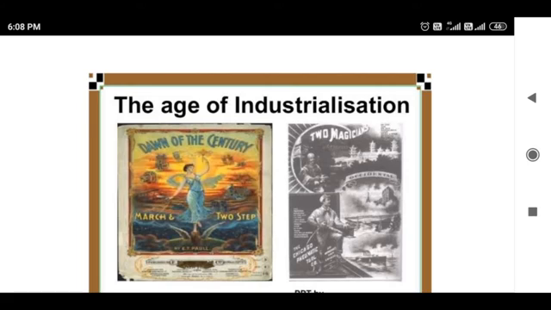My dear students, this chapter has two parts. The first part of this chapter deals with the development of industrialization. And in the first part, we will study the various impacts of this industrialization.